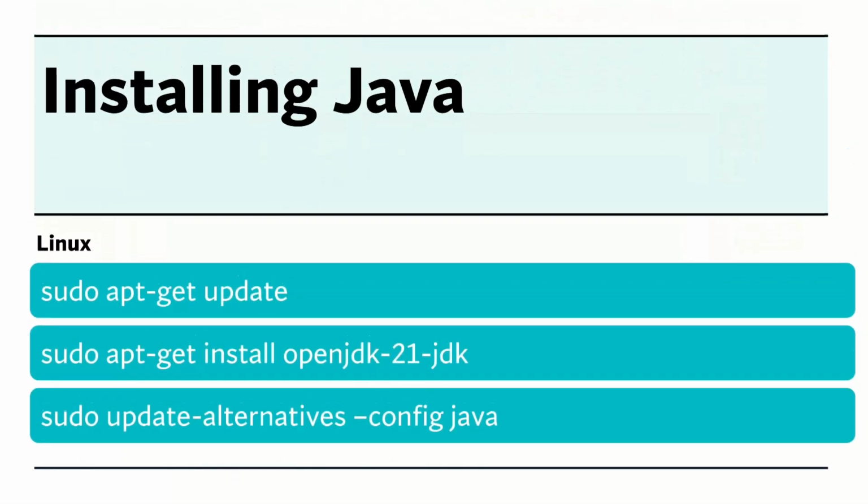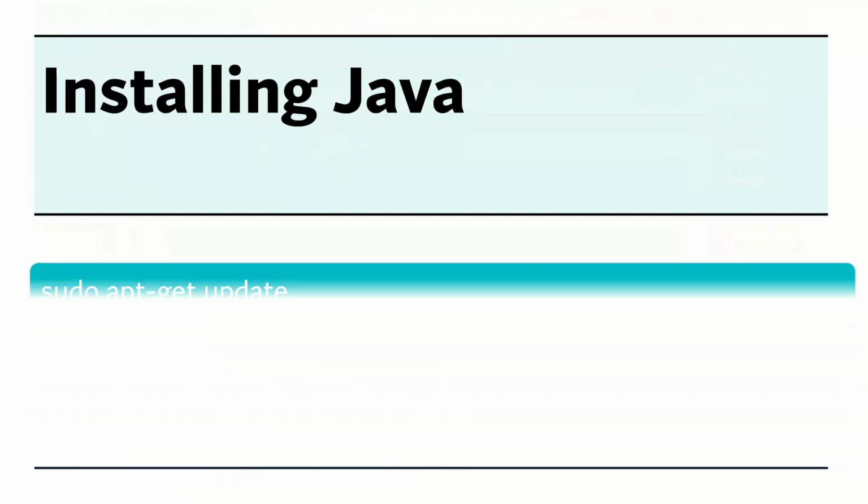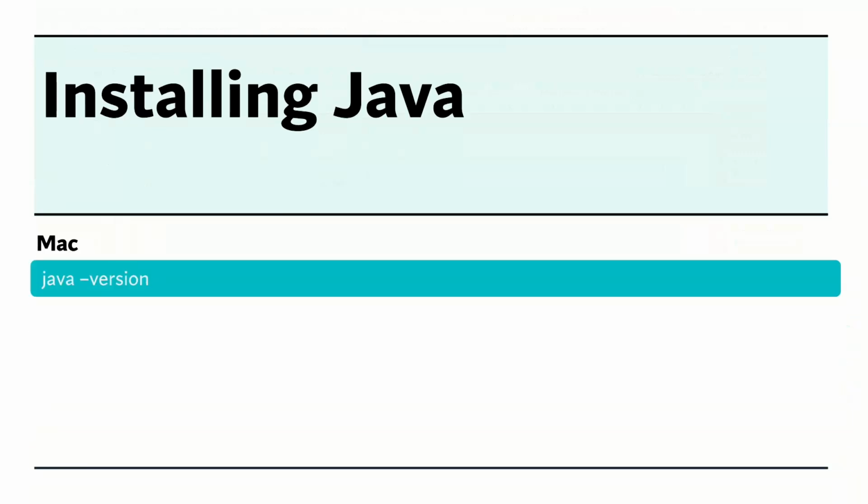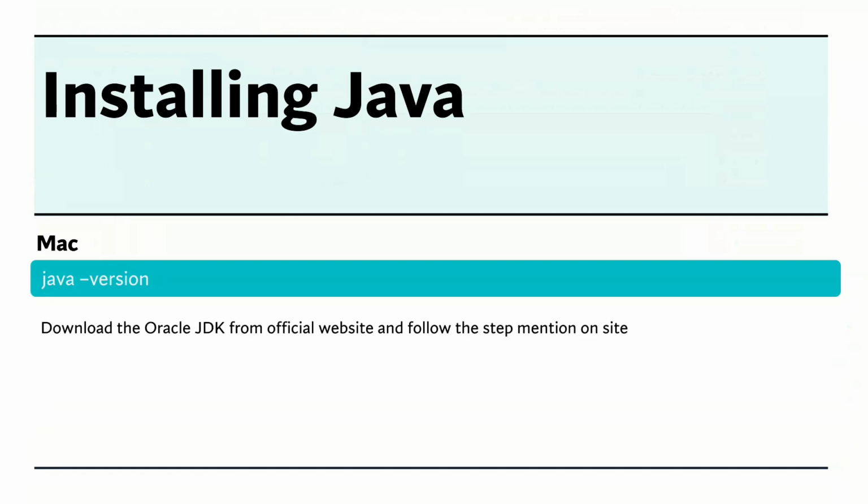Now, let's install the JDK on Mac. Let's get started. Open terminal and type java -version and press Enter. If Java is already installed, you'll see the version information displayed on the screen. If the JDK version is less than 17 or not installed, then download Oracle JDK from the official website and follow the steps mentioned on the site. Or follow the steps below.